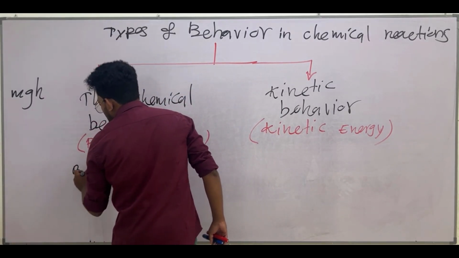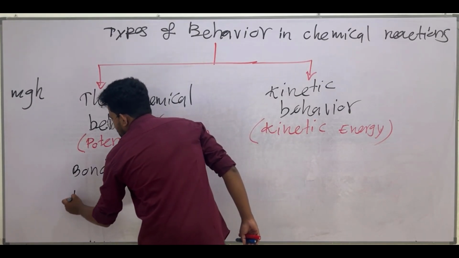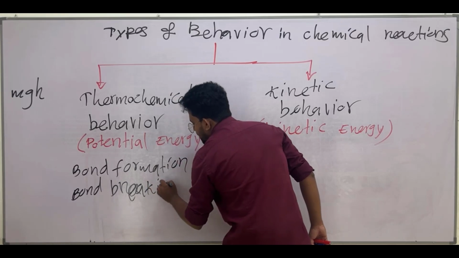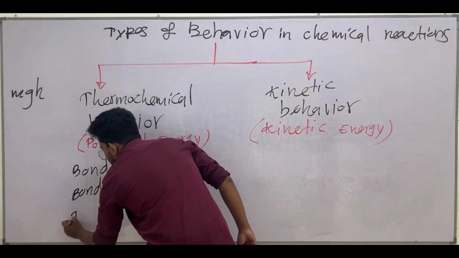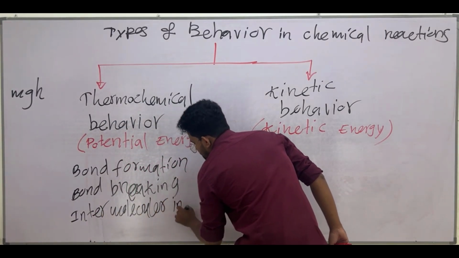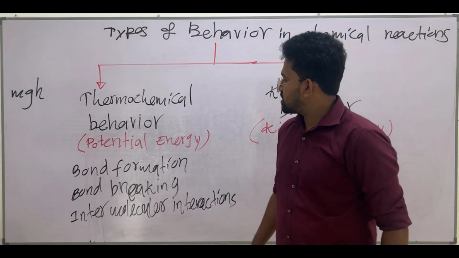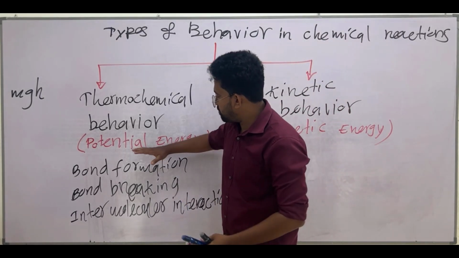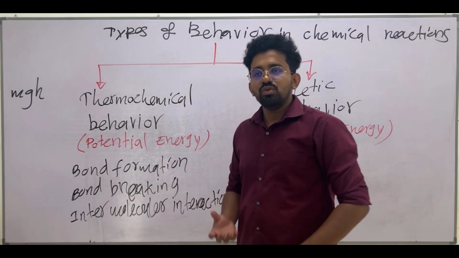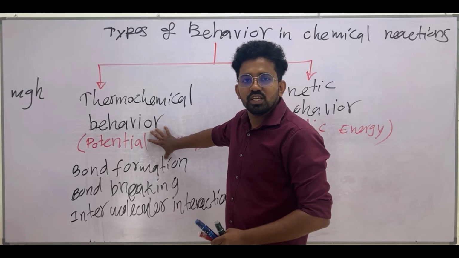It means bond formation, bond breaking, and because of the intermolecular interactions. Potential energy varies when they form bonds, when they break bonds, when they form intermolecular interactions, likewise. Also, when the type of the intermolecular interactions changes, their potential energy changes.